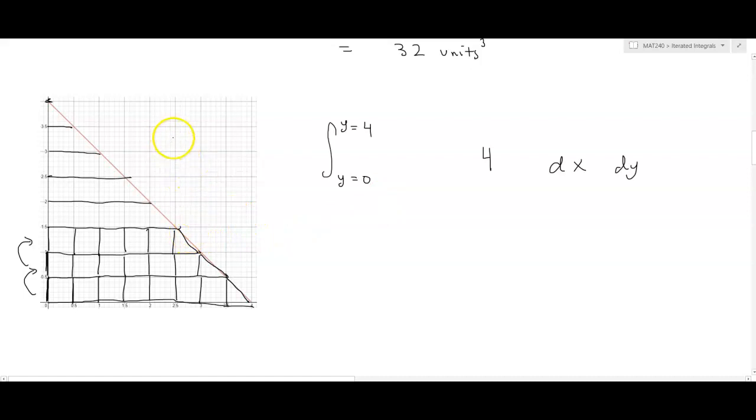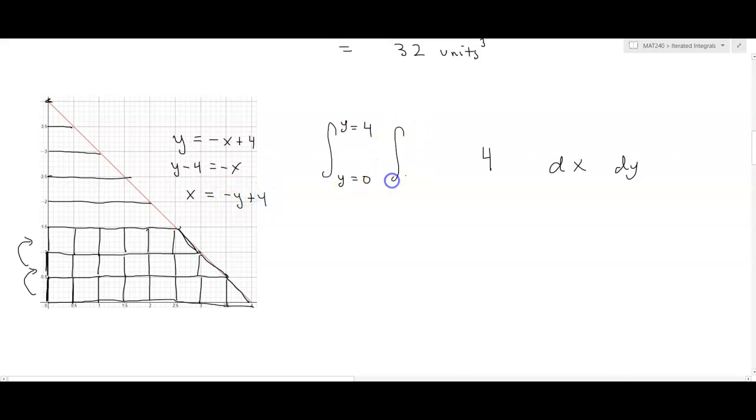Now, the line that we're referring to here is the line y equals negative x plus 4. But this tells me the value of y to go up to. I want to know the value of x to stop at. So if I solve this equation for x, I get y minus 4 equals negative x, and dividing by negative 1 on both sides will give me negative y plus 4.